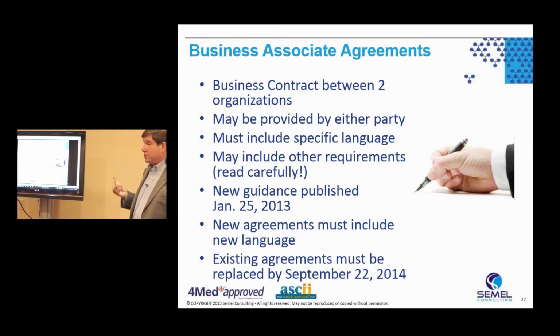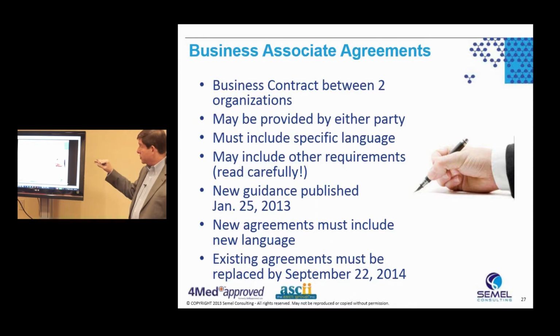So they published new guidance January 25th. That's out on a federal website. If you go out to HHS, just Google HHS and business associate agreement or business associate contract, and it'll take you right to that page. So the guidance is out there. Those are the terms that have to be in there. And what's important about that is that if you're signing a new business associates agreement, it should have the new wording because otherwise they're going to have to replace it.